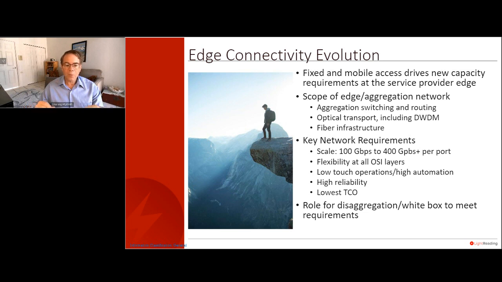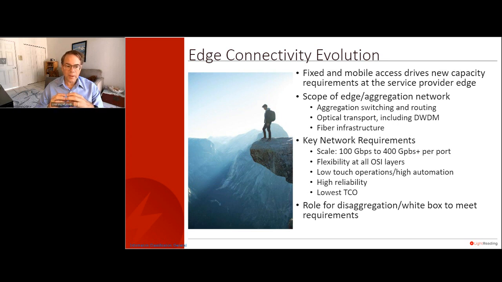Today's topic, we're focusing on disaggregation and white box, and that's why we have IP Infusion and Edgecore. And so there's a role for disaggregation in this portion of the network going forward, and that's really what I'll leave our speakers to explore in more detail.